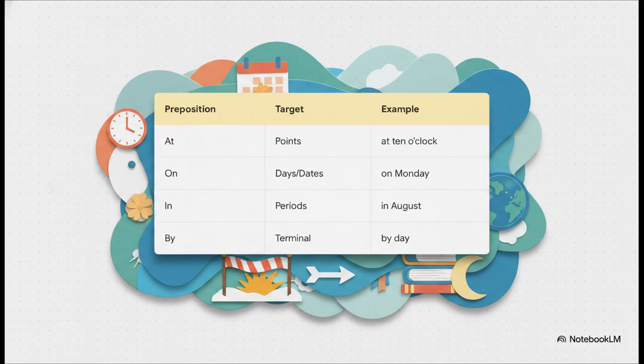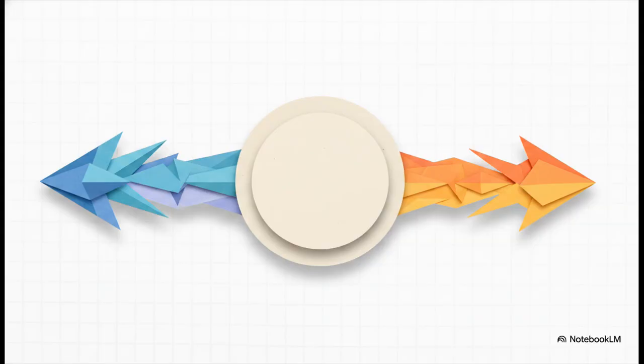And finally, we have by, which introduces a strict boundary. It functions as a terminal point, basically meaning not a second later than. Ultimately, it's all about how much metaphorical space that specific chunk of time occupies. Now, what happens when we need to measure time relative to right now, the present moment? Well, English relies on some very strict directional rules here. If you are measuring backwards, looking into the past, you've got to use the postponed adverb ago.